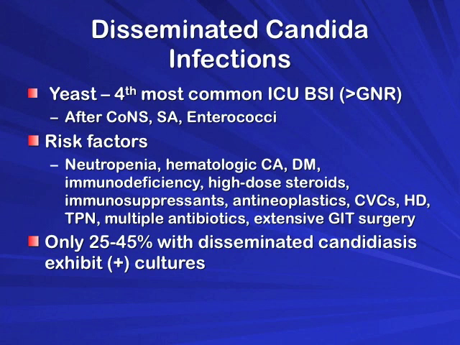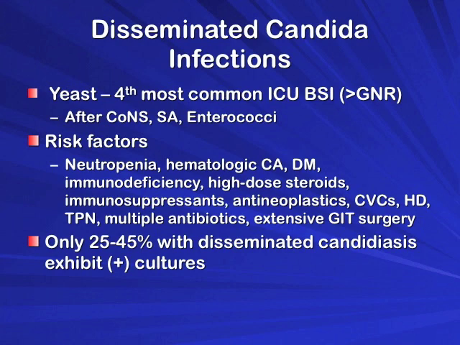So starting with Candida, yeast infections. Yeast is now the 4th most common ICU bloodstream infection, usually after coag-negative staph, Staph aureus, and Enterococcus, depending on what series you're looking at. It may even be ahead of some of the gram-negative rods that we tend to worry about.